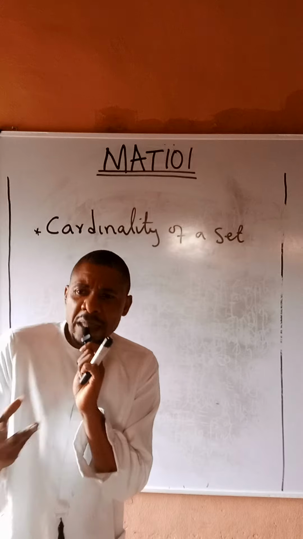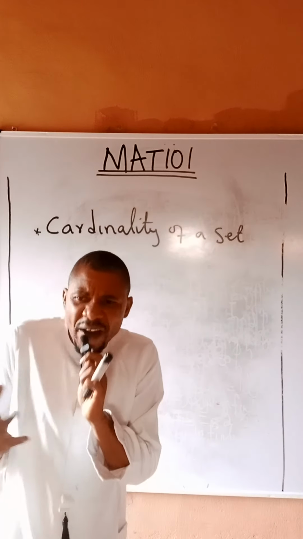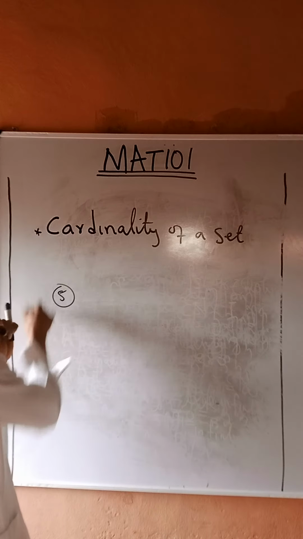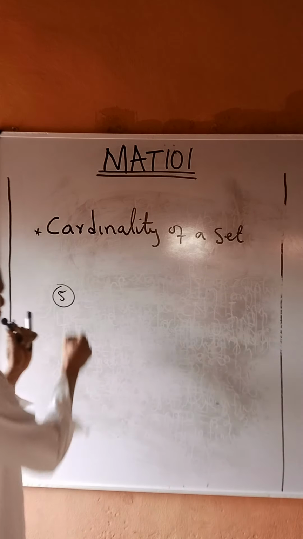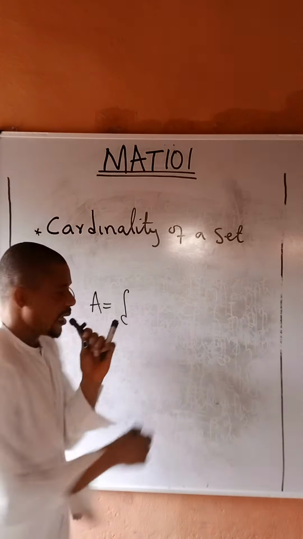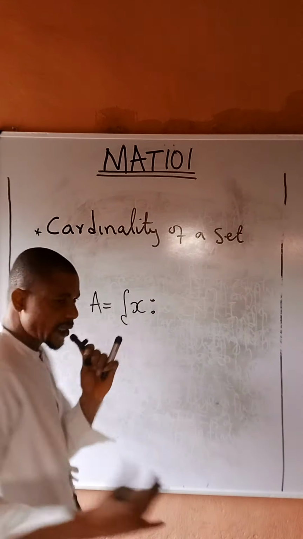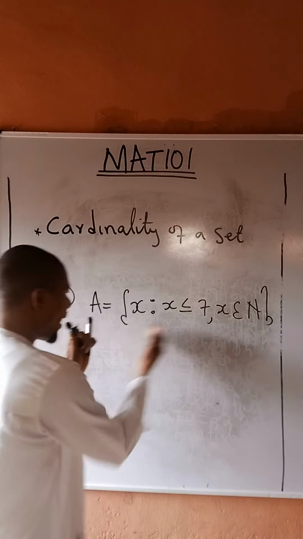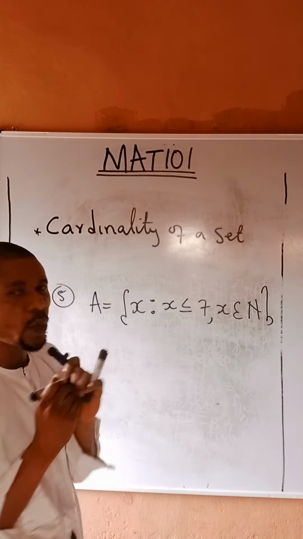So there are some other things that they can ask you to find the cardinality. Let's look at this. I have another example, example 5, where the examiner said that here is a set of x such that x is less than or equal to 7, where x is an element of the natural numbers. We can find the cardinality of this particular set.